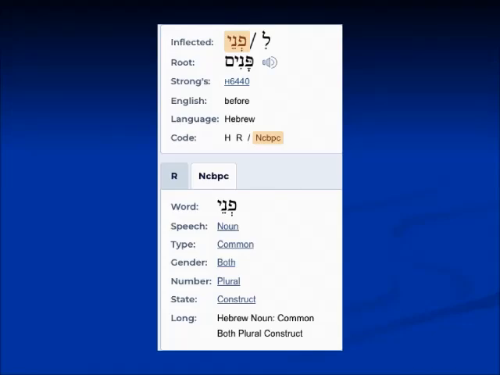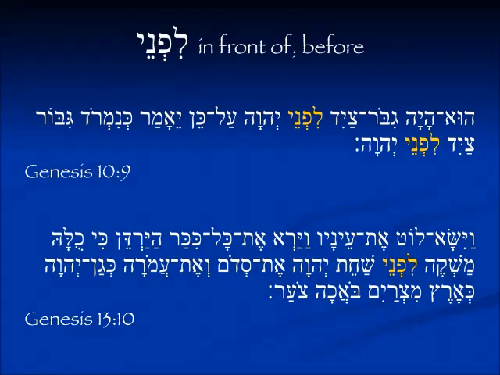Let's see how it's actually used in the text. From Genesis 10:9, speaking of Nimrod, Hu haya gibur tzayad lifnei Yehovah, and he was a great hunter before Yehovah, kind of like in the face of or to the face of Yehovah. So we have this is a locational meaning for lifnei.